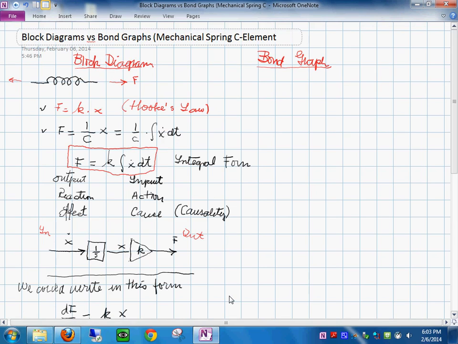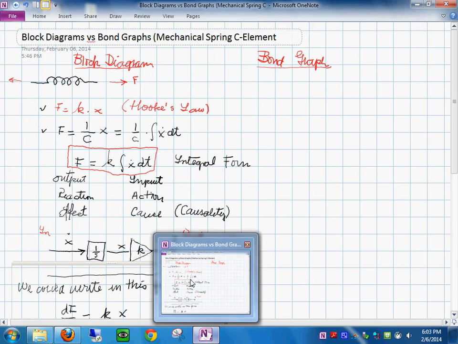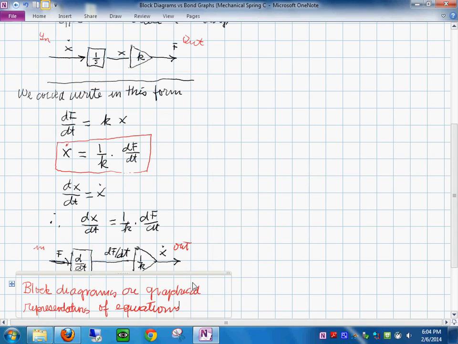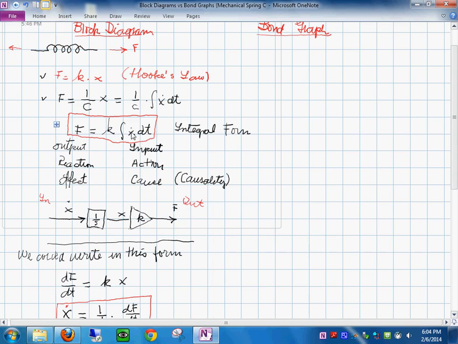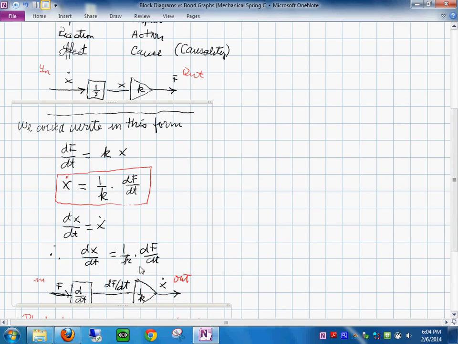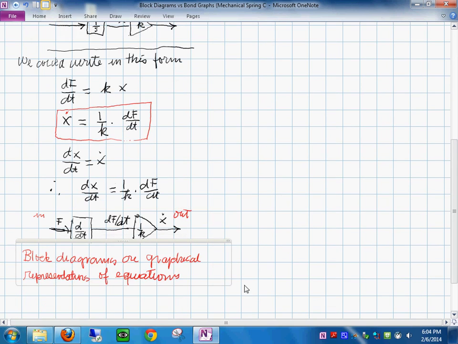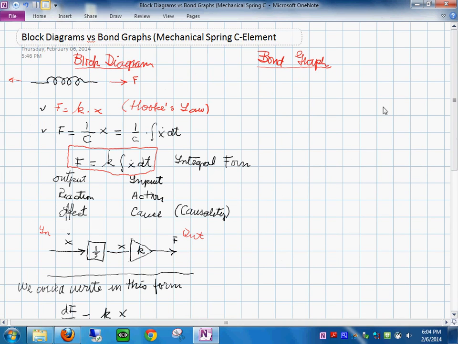Block diagrams are the representation of equations. We can have this equation, and we have this block diagram. We have this equation, and we have this block diagram. So this is the integral form, and this is the derivative form. Yeah? So I think that it is quite important to make that conclusion, because from now on we always will relate block diagrams as the graphical representation of equations. Any questions about this?